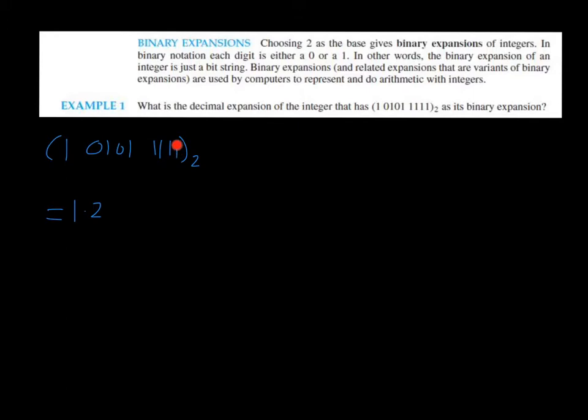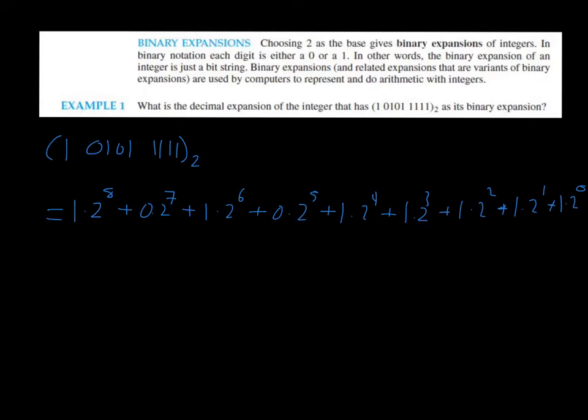Well, here is the 0 power, the first power, second, third, fourth, fifth, sixth, seventh, eighth. So this is 1 times 2 to the 8th power plus 0 times 2 to the 7th power. That comes from this 0. Plus 1 times 2 to the 6th power plus 0 times 2 to the 5th power plus 1 times 2 to the 4th plus 1 times 2 cubed plus 1 times 2 squared plus 1 times 2 to the 1st plus 1 times 2 to the 0th. And then we just have to do all this arithmetic.